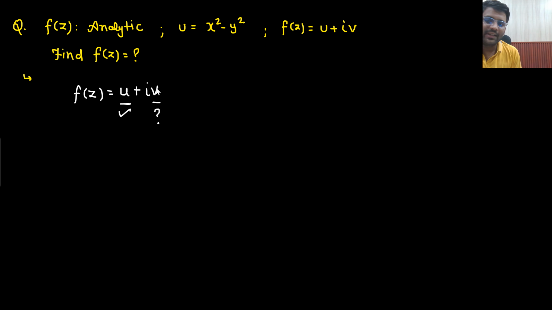If you need to find out f of z, that means you need the value of v. So I need the value of v. This is my target. So method 1: I need to find out v. You know that v is a function of x comma y.